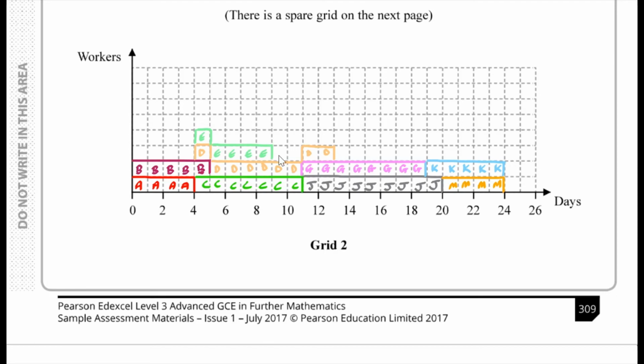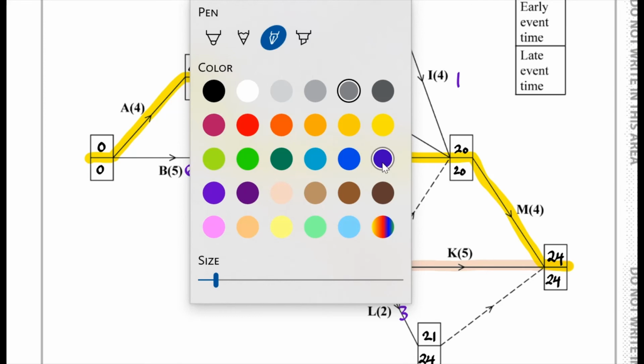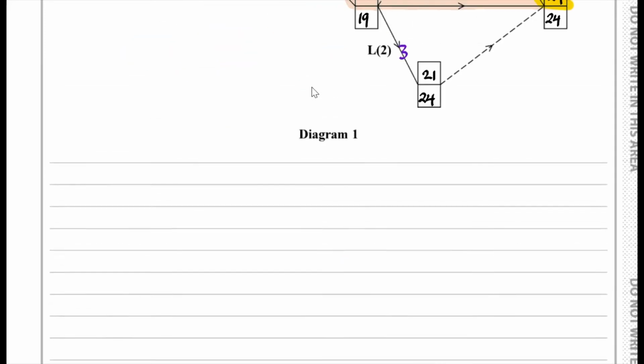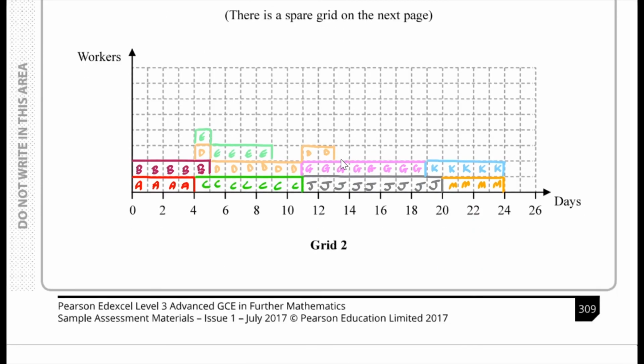And now let's consider activity F. Okay, let's just grab a different colour. If we consider activity F, that starts when D finishes at 13 and that has a duration of 2. And D finishes here, so F goes over here. And that has a duration of 2. So let's just add that in to the diagram. So that's F. Now we've already done G.